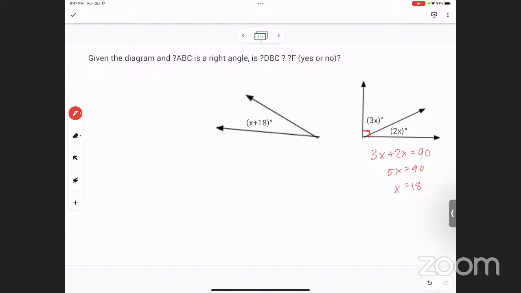Okay. So it's, is D, B, C, F. I don't get what the question is. Hold on. I can fix it. Just give me a second. Oh, got it. Okay.